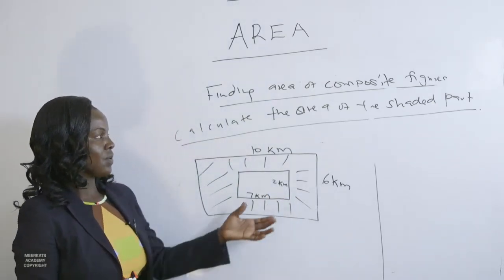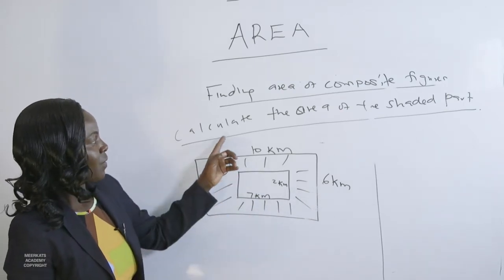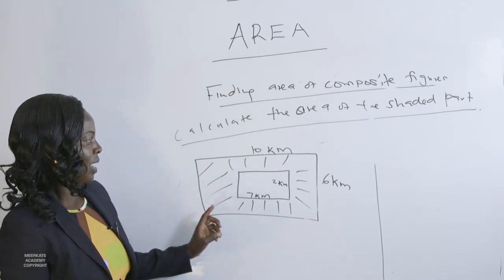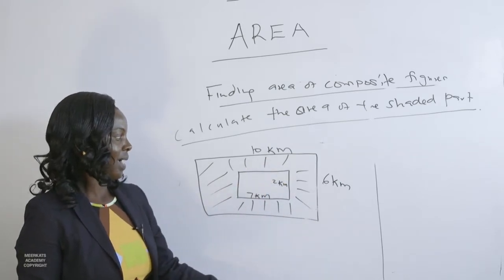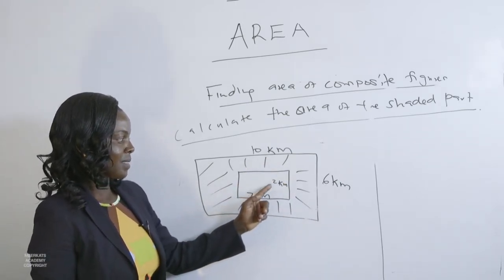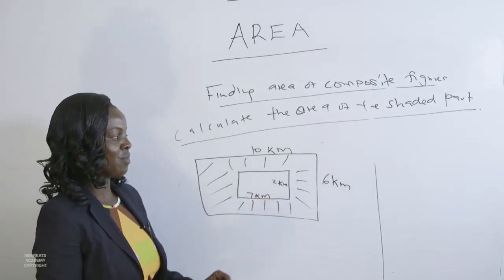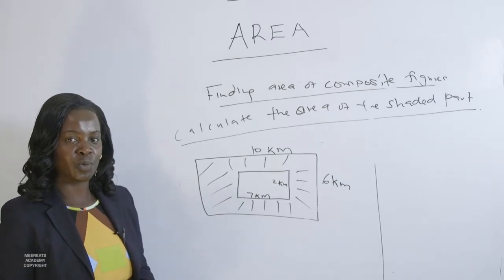So let's look at an example of another composite figure. We are told to calculate the area of the shaded part. We have a larger rectangle that is measuring 10 kilometers by 6 kilometers, and then inside there is a part that is not covered that is measuring 2 kilometers by 7 kilometers. We are told to calculate the area of the shaded part. What are we going to do?